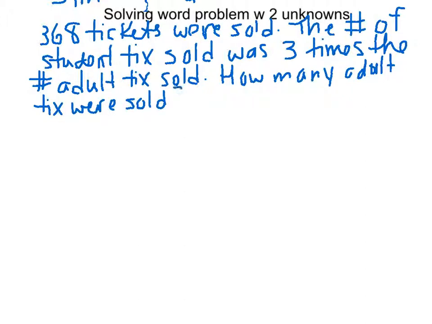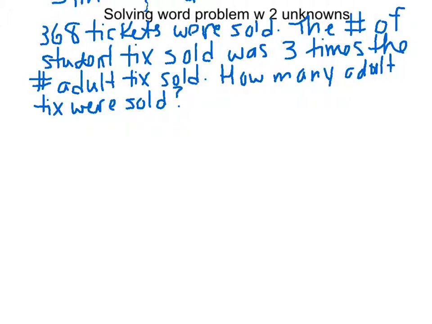Alright, got that written down? If you need to pause it before I go on, you do that. 368 tickets were sold. The number of student tickets sold was 3 times the adult tickets sold. How many adult tickets were sold? A lot of words sold in there. It kind of bugs me.